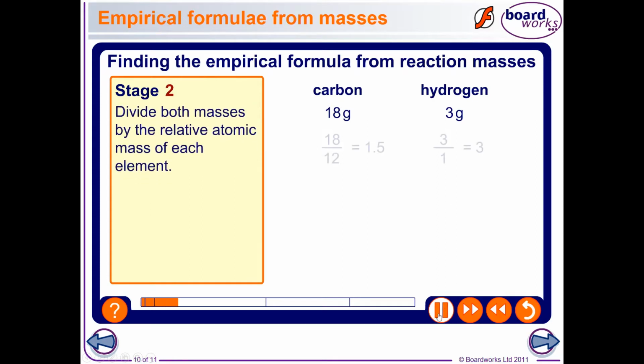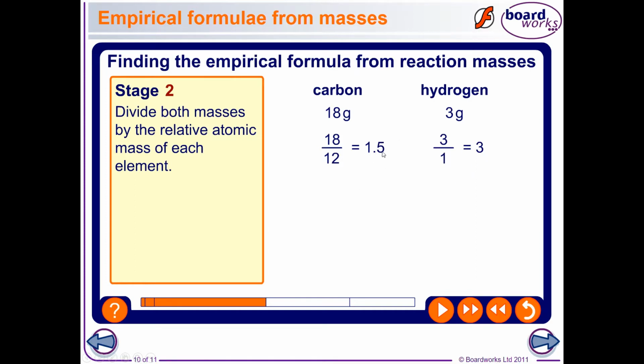What we now need to do is divide those numbers by the relative atomic mass of each element. Now you find this information from the periodic table. We've been doing this over the last couple of weeks, and be sure that you actually use the relative atomic mass, not the atomic number. So the relative atomic mass is the larger of the 2 numbers, and in this case carbon is 12 and hydrogen is 1. And when you divide those 2 numbers, you will notice you get 1.5 and 3.